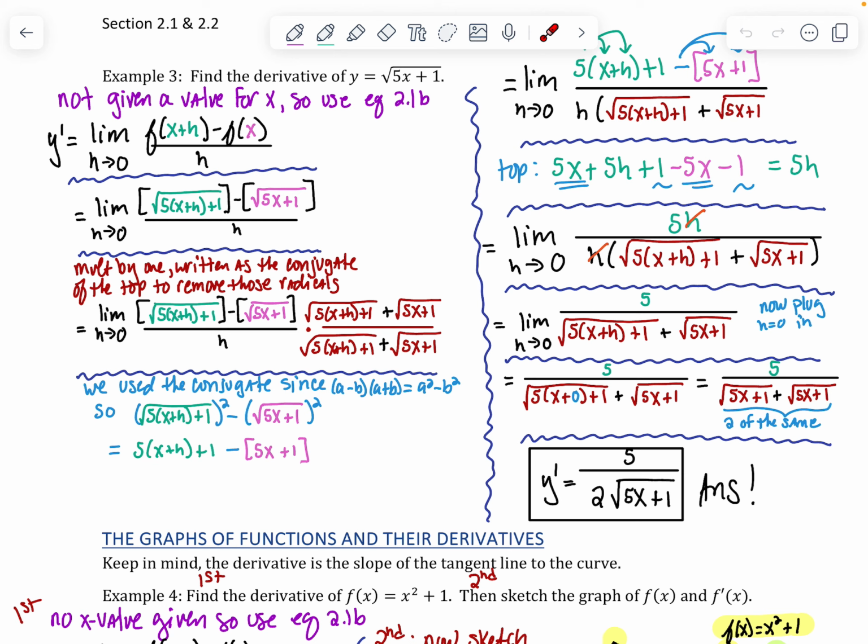the reason I didn't want to distribute it. And now I have a limit where it appears that plugging h into the denominator will not cause 0 in a denominator. So I've left the limit where it's possible to plug 0 in. Then I'm actually going to plug 0 in. Remember, h only, not x. And so the limit is obviously gone. This is just going to give me 5x plus 1.